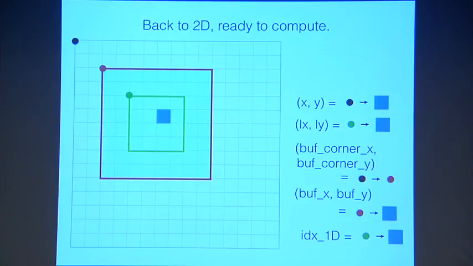After it's all ready, now we go back to 2D. We throw away index 1D; we don't need it anymore. Now we just use buff x, buff y, and can do our computation. And we just know that all the data is there in the local memory. We don't have to worry about edge effects anymore. And we know that it's fast, except for it's fast modulo the rest of the lecture.